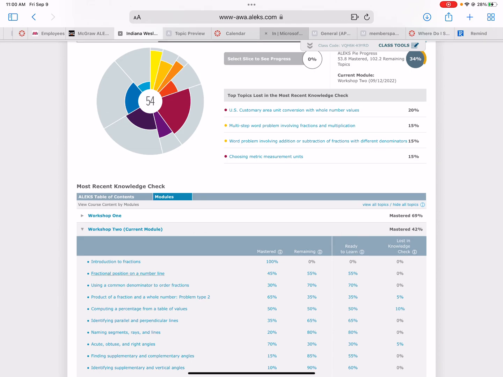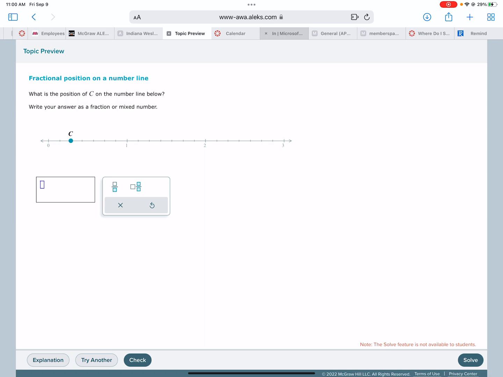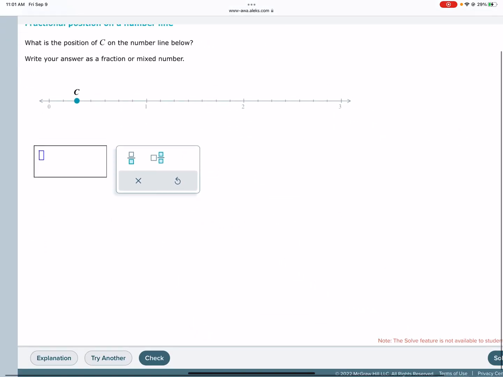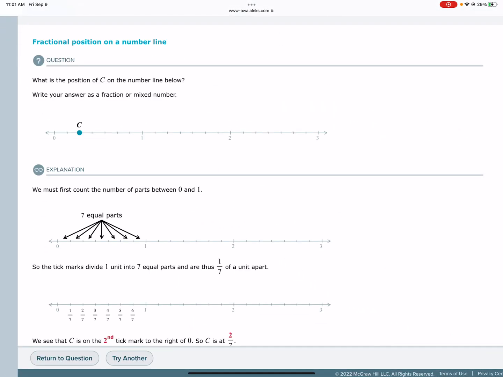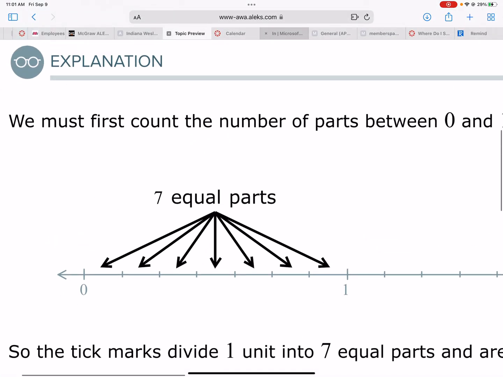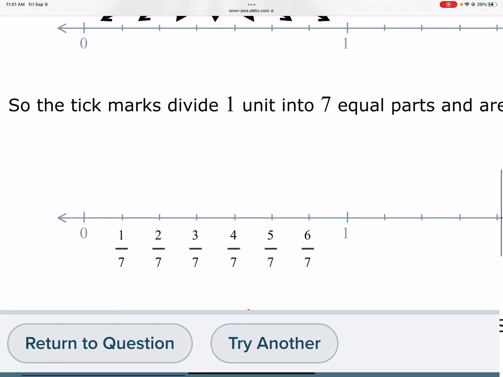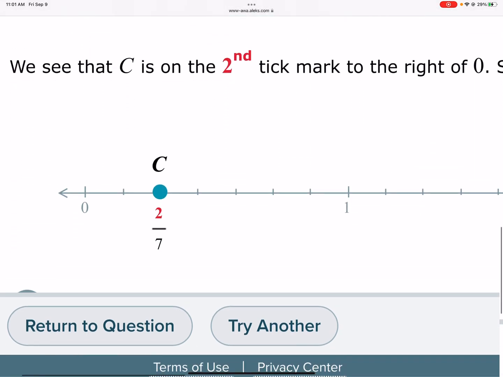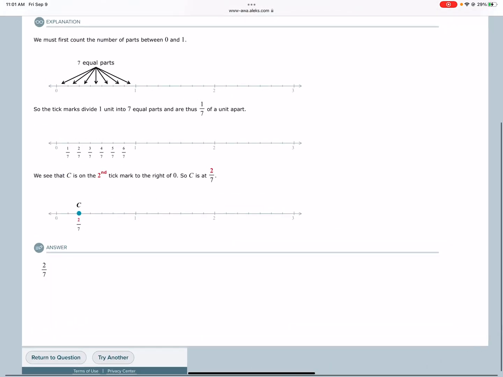For a number line, we're going to do something similar, except this time, this number line has been cut into 1, 2, 3, 4, 5, 6, 7 pieces. So this is out of 7. And you can see that C is 1, 2, past 0, so it's 2 out of 7. Let's go ahead and look here. You can see 7 equal parts, and each one is a seventh. And since C is on the second mark, it is 2 out of 7.